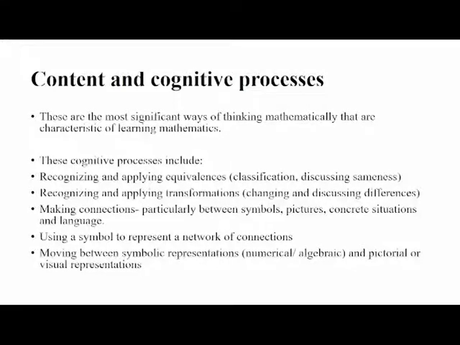Okay, so I want you to really look at this part more seriously. Then what about content and cognitive process? These are the most significant ways of thinking mathematically that are characteristic of learning mathematics. For us to know mathematics, you need to know the content, and you have to use the cognitive process, the thinking skills. This cognitive process includes recognizing and applying equivalences, recognizing and applying transformation, making connections, using symbols, and moving between symbolic representations as well. So when it comes to content and cognitive process, you must know, and you should also be able to explain these processes.